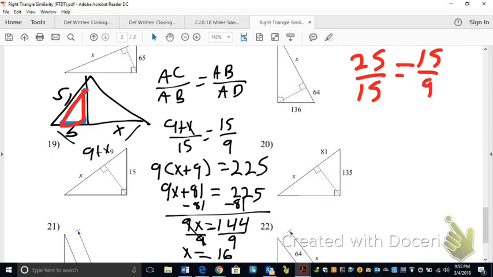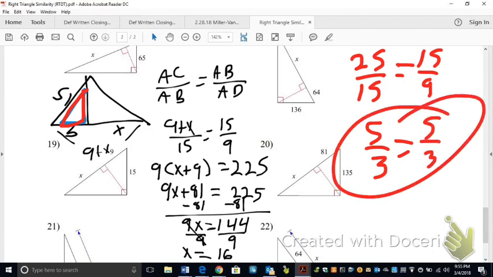Hey, Cleo. Okay, 25 over 15, both reducible by 5. We pull a 5 out of each one, and we get 5 over 3. 15 over 9, we can pull a 3 out of each one. And check it out, we get 5 over 3. Is that a true statement? Sure is. That means we did our work right.